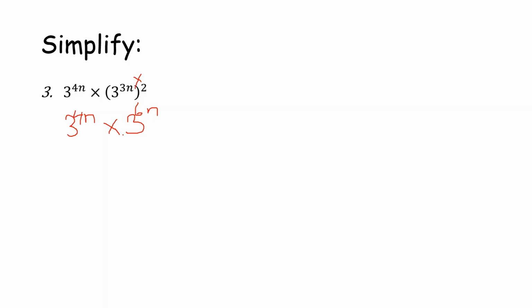Very easy. Now, what do we do? From here, let's go back to our first law, where we have the same base, which is 3, and then we have a multiplication in between. We pick one of the bases, which is 3, and then we add up the power, which is what? 4n plus 6n. And then this is going to give us 3 raised to power 10n.